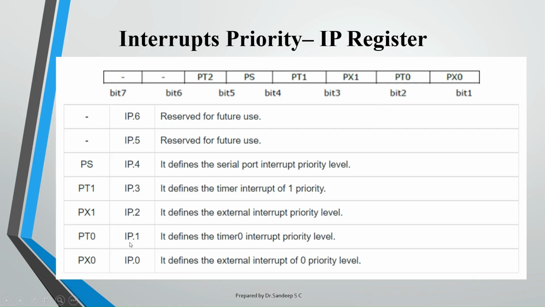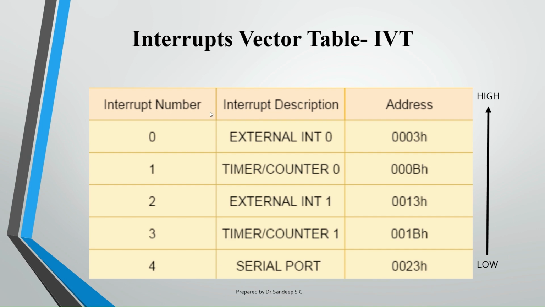Bit number 1 is for timer 0, bit number 2 is for external interrupt 1, bit 3 is for timer 1, and bit 4 is for the serial interrupt. Then the fifth and sixth bits are reserved for future use. Then we have to see what the default priorities are and what the interrupt vector table is.